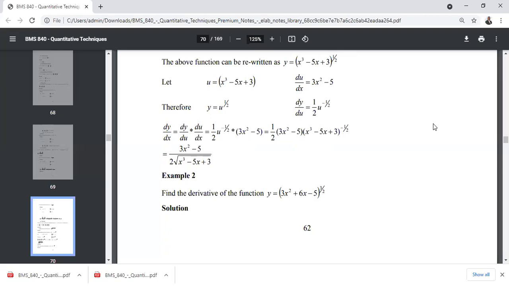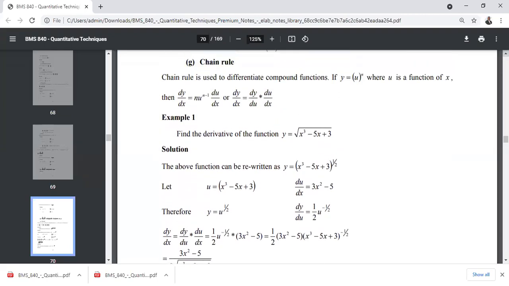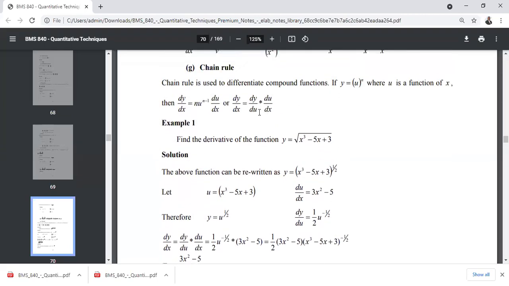I'm hoping you are differentiating using chain rule. This is a chain rule. dy over dx is equal to dy over du multiplied by du over dx.